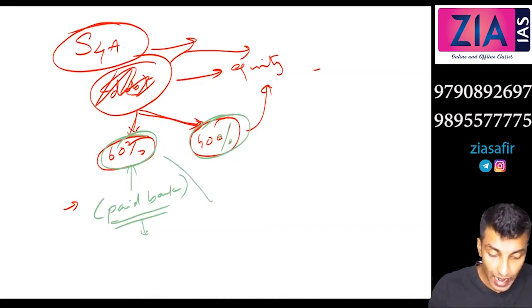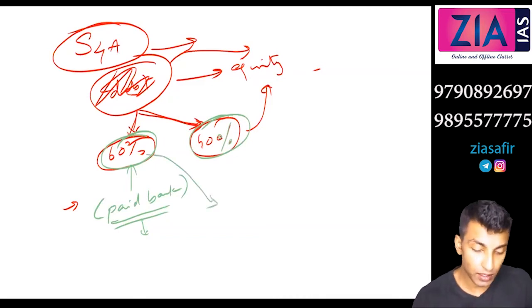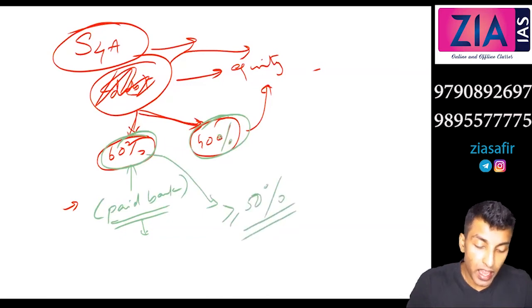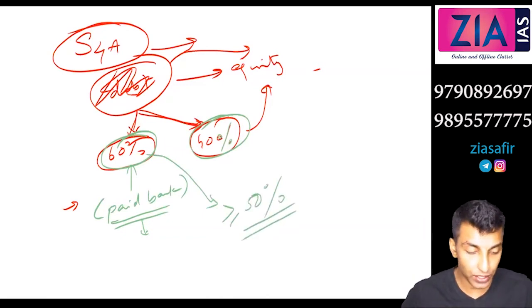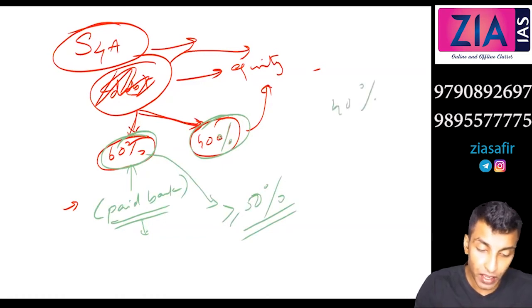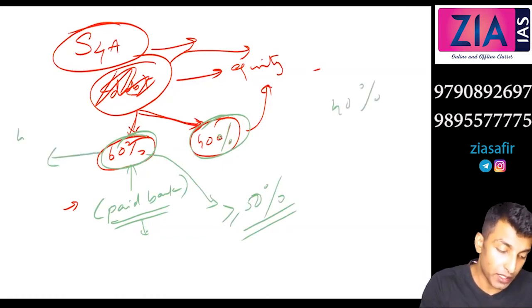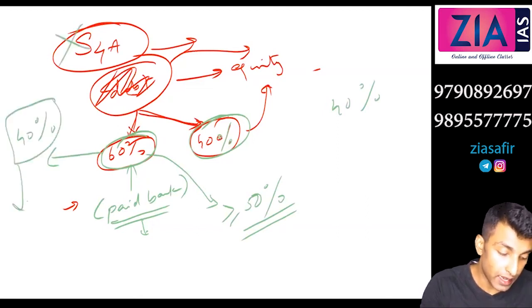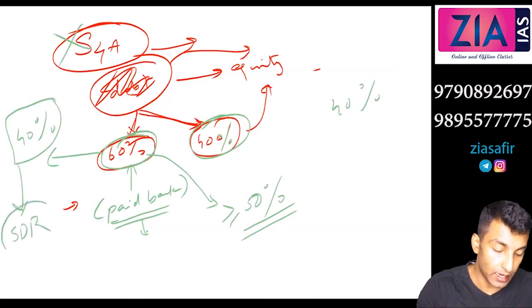It should consist of at least 50% of the total loan. So minimum 50% should be serviced by the company. What if it is 40%? If the company is ready to pay only 40%, then what will happen? Then S4A is not the case, then SDR is the case. That is the difference.